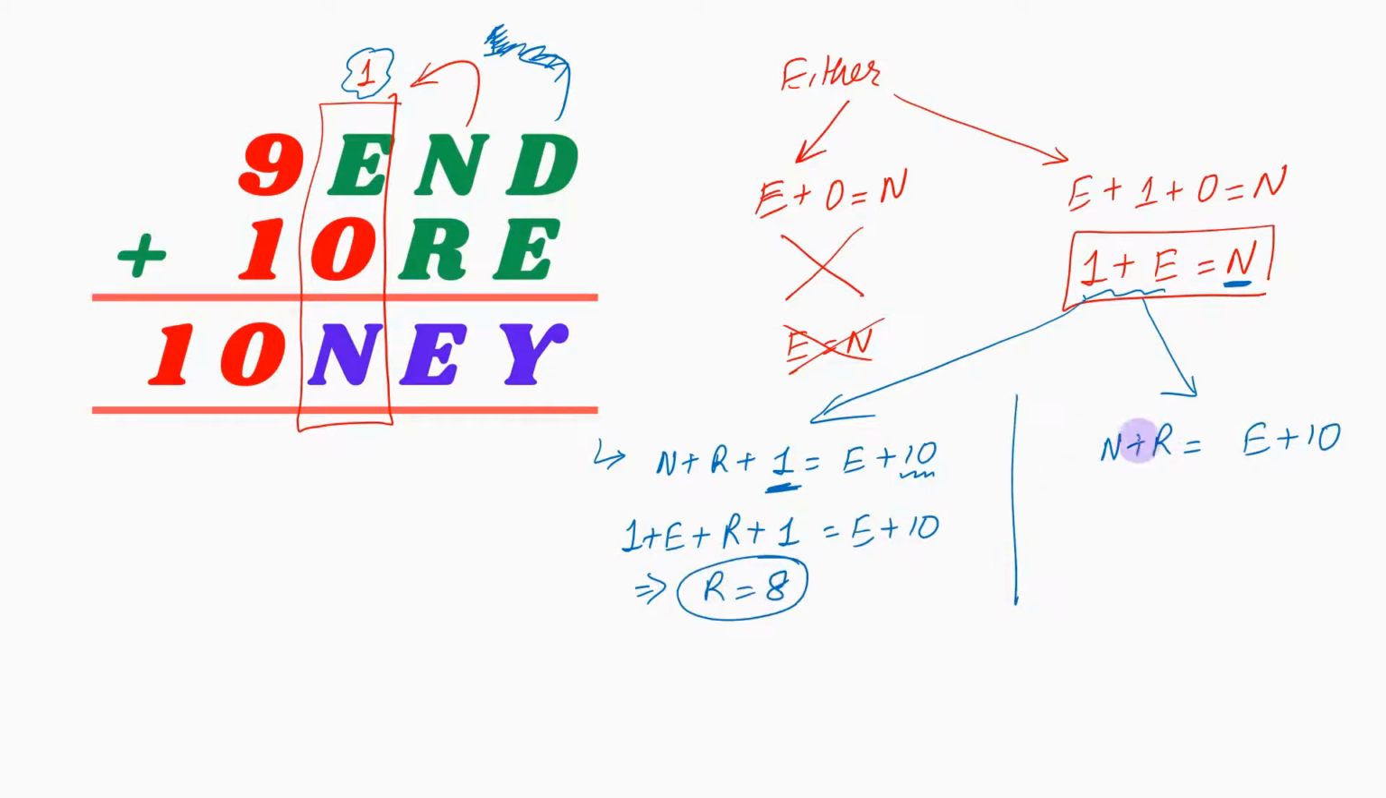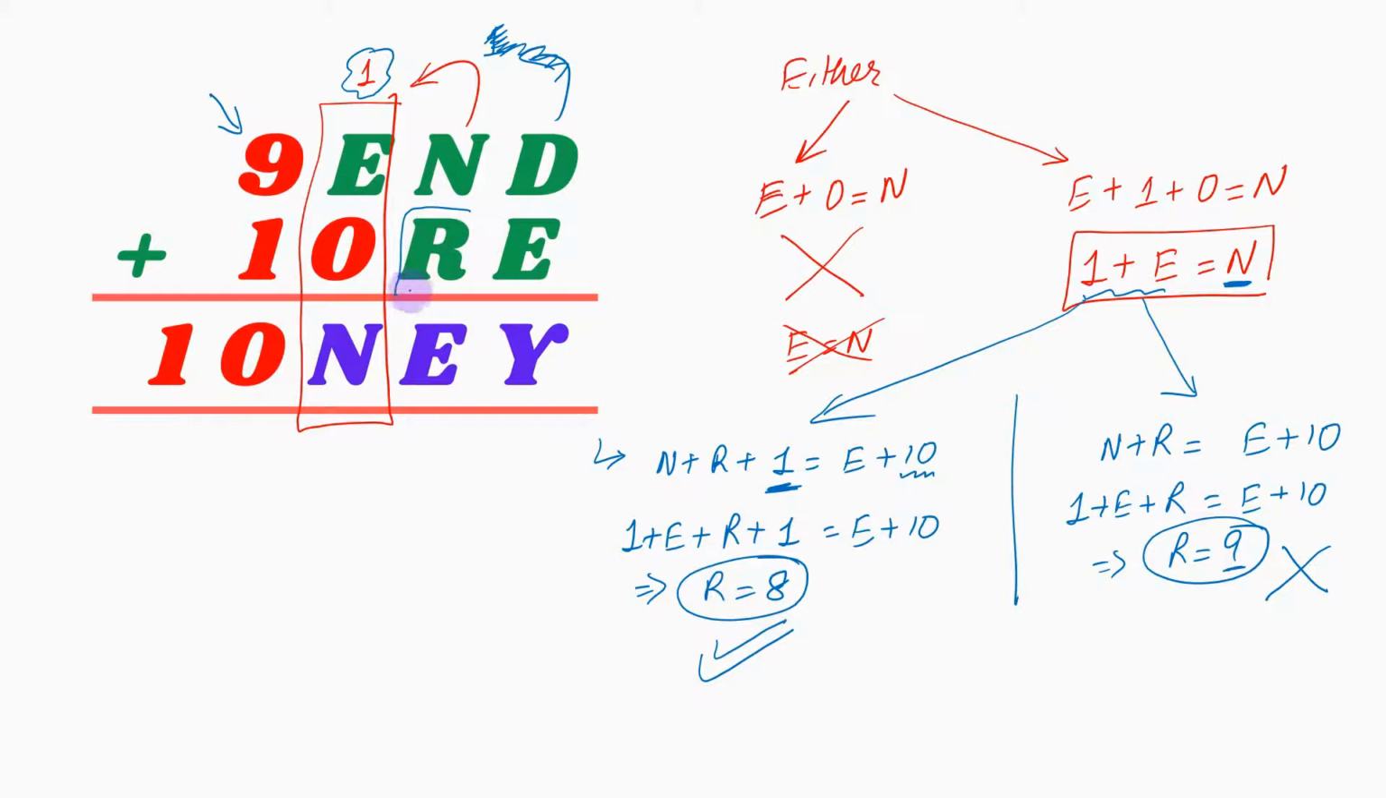And in this case, if we substitute the value of N, we get 1 plus E plus R is equal to E plus 10, which simply implies that R is equal to 9. Obviously, this is not possible because the number 9 has already been occupied by the alphabet S, and hence we get that R is equal to 8.